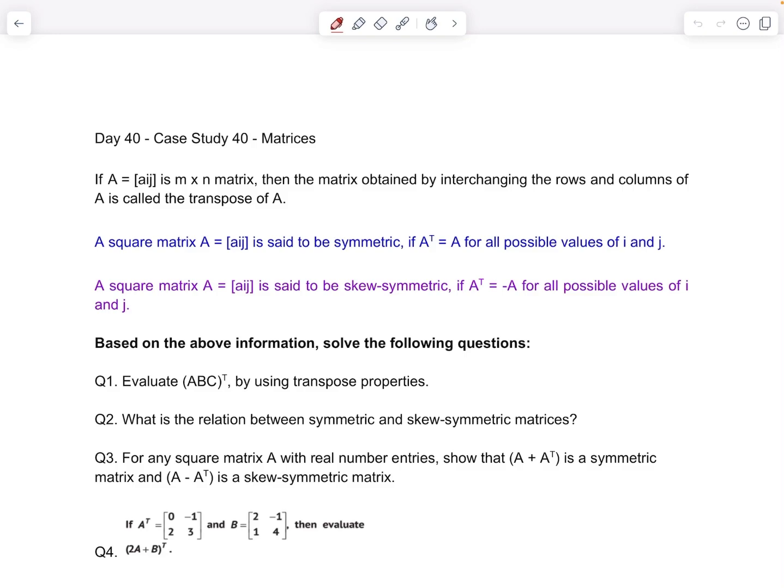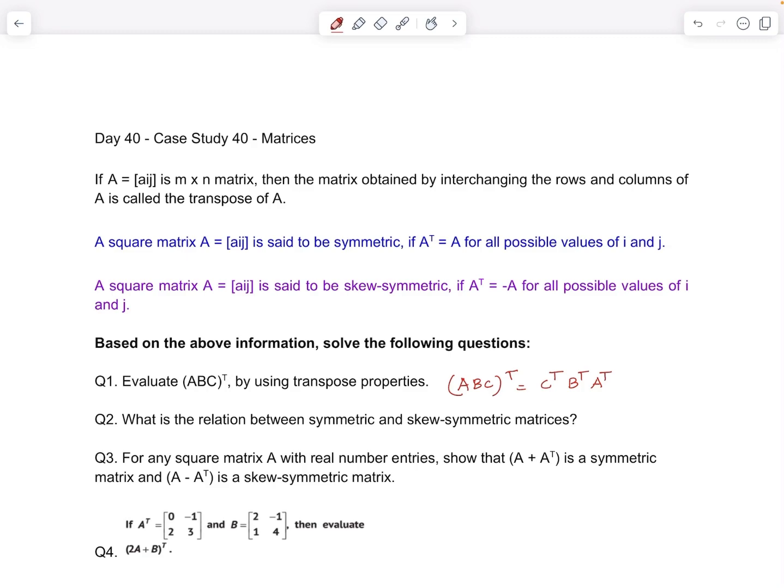Question 1. Evaluate (ABC) the whole transpose using transpose properties. So by transpose properties, just the order of the multiplication reverses. So (ABC) transpose is equal to C transpose into B transpose into A transpose.